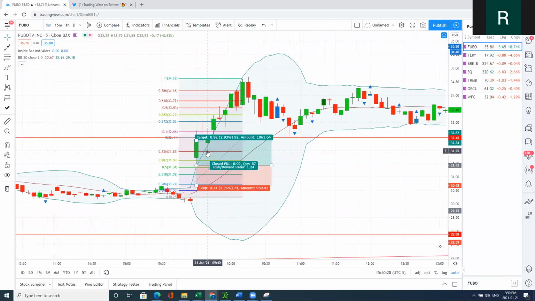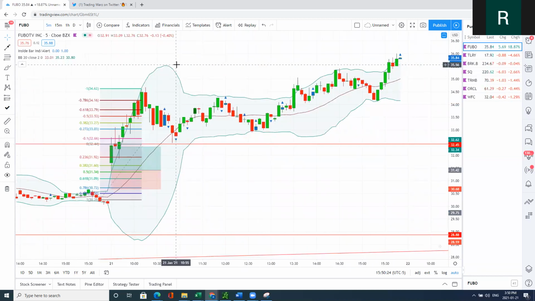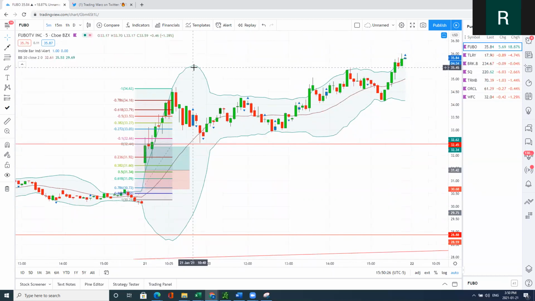And then as I scale out here, I'm not going to talk about that because it depends on your plan. If you want to swing this, you can definitely do that. If you want to scale out some at 2 or 3 and then leave some on, that's totally up to you. It's a personal preference thing. But for me, when I get to 2 to 3 times my risk on the trade, I want to take off at least something.